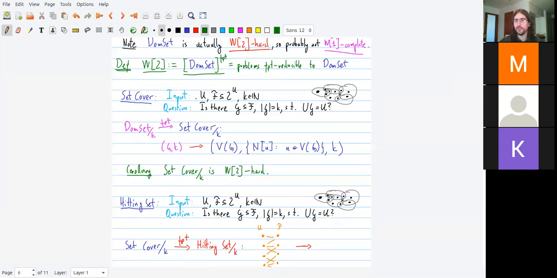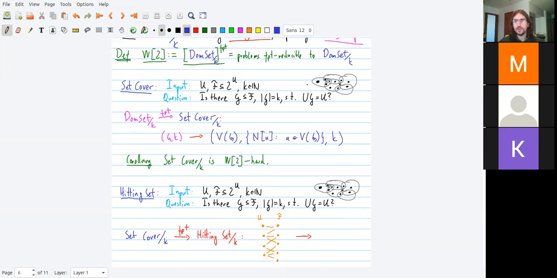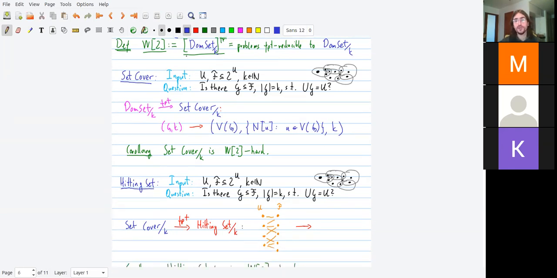So let's see some W2-hard problems, so problems as hard with respect to FPT reductions as dominating set, parameterized by k. The first problem we can look at is the set cover problem. Recall that this is a problem about set systems. We are given a universe U, a family of subsets of this universe F, and an integer k. We would like to understand whether we can find k sets in our family that together cover the whole universe. For instance, in this example, I could take this set, this set, and this set, and in this way I covered all the black dots, so all the elements of the universe.